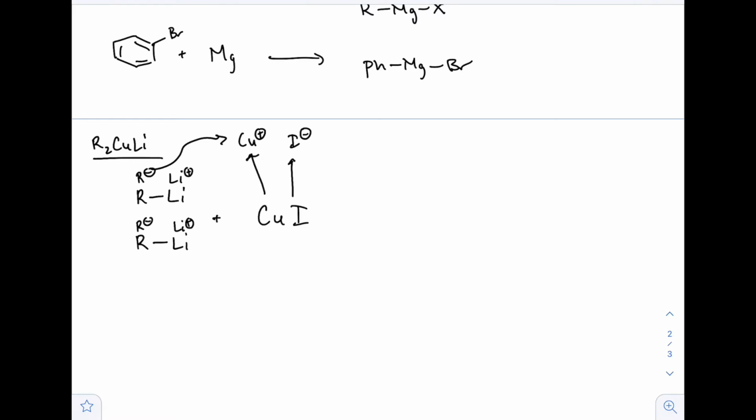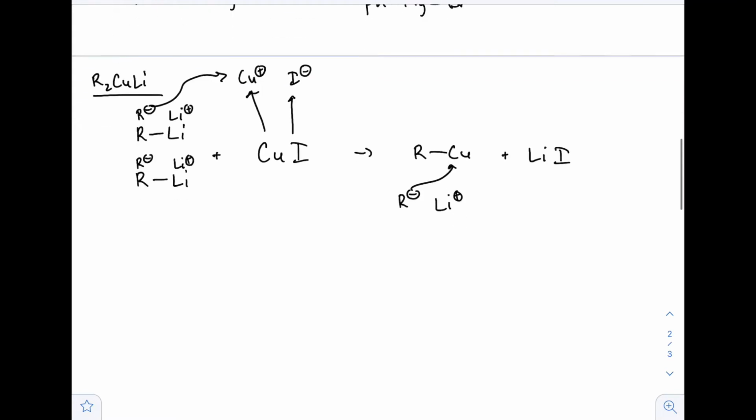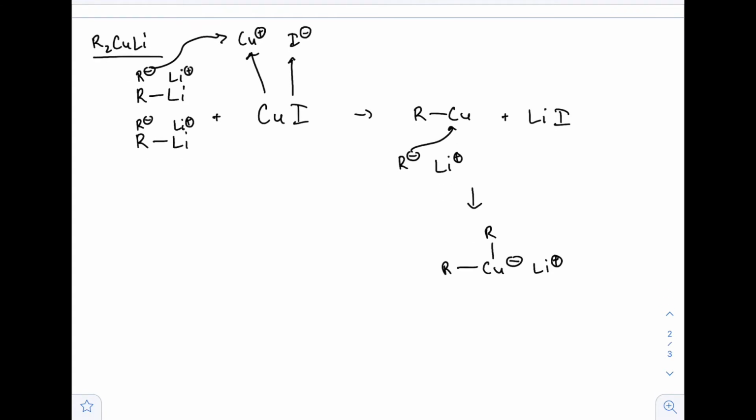So the R minus can attack that copper. It's a positive charge, and we got a negative R, right? So attack that. It's neutral now, right? And we have a lithium iodide salt. Well, we've got another organolithium reagent, so attack again. And if you have a negative charge going into a neutral situation, then you're coming out negative, right? So negative in, negative out. And so we've got our organocuprate now, and that lithium is now the countercation for the copper that is negatively charged.